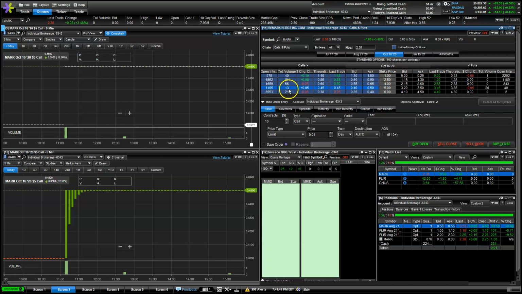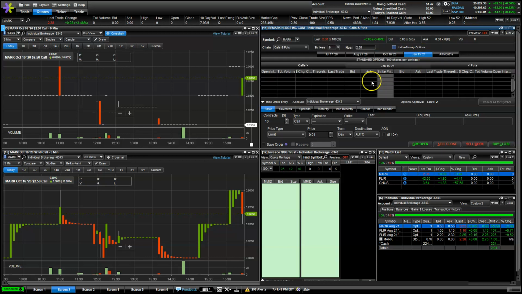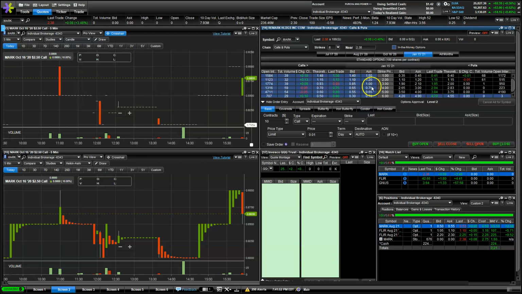The open interest isn't really there. The total volume is not even really there for the October option calls. And then you look here at the January's, and it has a lot of open interest, but it doesn't have a whole lot of trades. Just because the further you go out, the more expensive the option will become, and two, there's a little bit more uncertainty on what the stock will do.